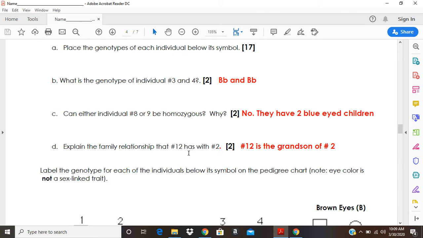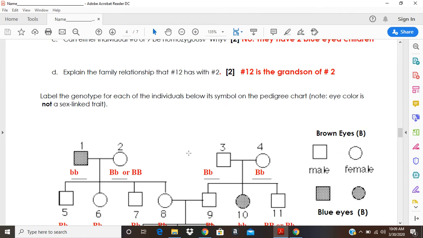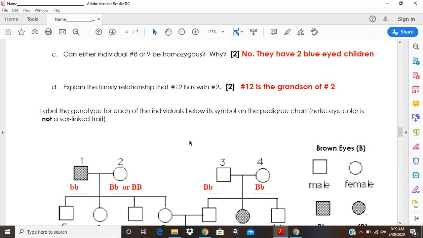What are the genotypes of individuals number 3 and 4? 3 and 4 have to both be hybrid. Why is that? Because they have a child that's recessive, and they don't express it. They both have brown eyes, yet they have a blue-eyed child. So that means they have to have a blue-eyed allele recessively in their genotype.